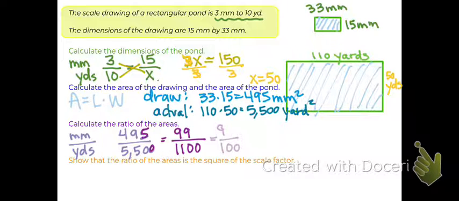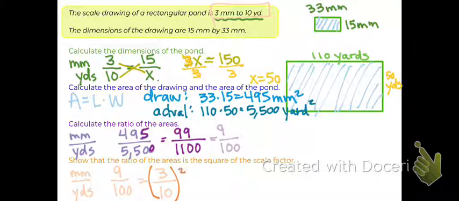Now it says, show that the ratio of the areas, that 9 over 100, equals the square of the scale factor. Remember, the 9 over 100, that's comparing millimeters to yards. So if I look at the scale factor up here, it's 3 millimeters is 10 yards. And so they want us to see if we square the scale factor here, if it equals the ratio of the areas. And it does, because 3 squared is 9 and 10 squared is 100.